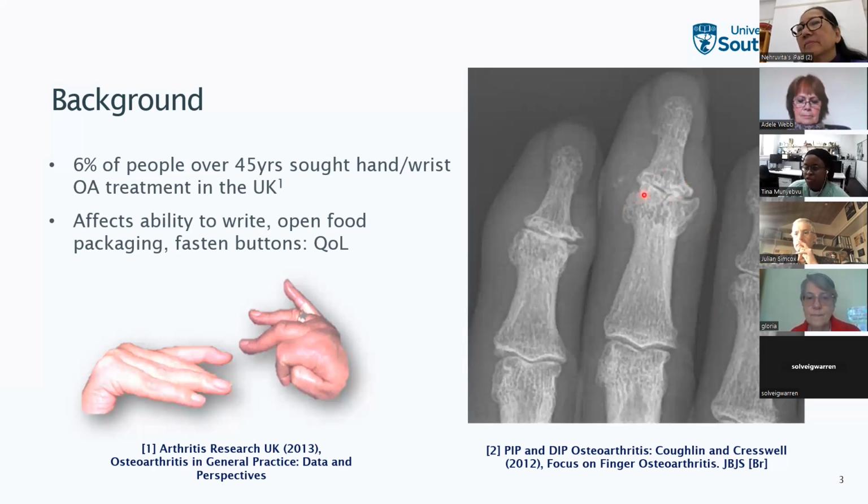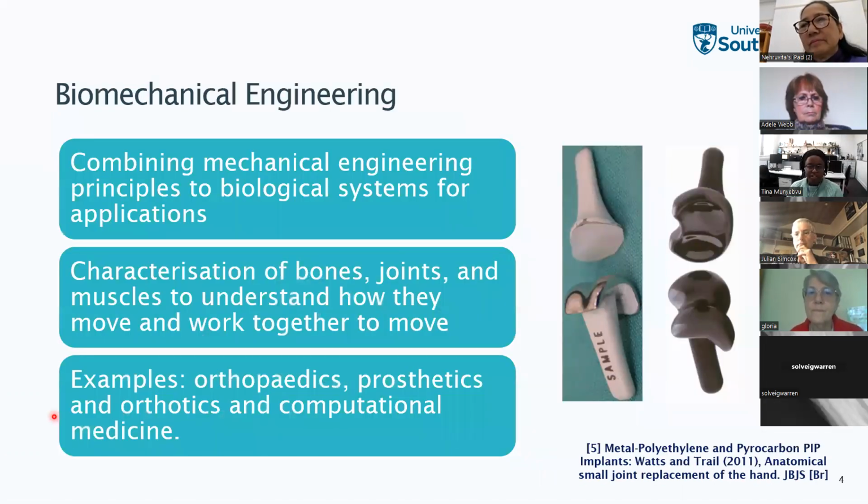Whilst hand joint disease has a major impact on people's confidence, independence, and quality of life, the biomechanical analysis of the hand and wrist joints is at an early level of understanding compared to your lower limb joints, so your hips or your knees. So where does biomechanical engineering come in?